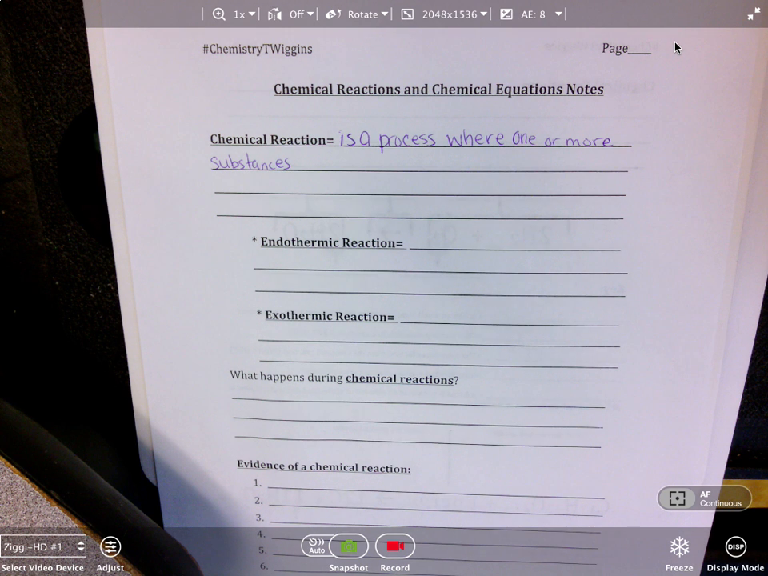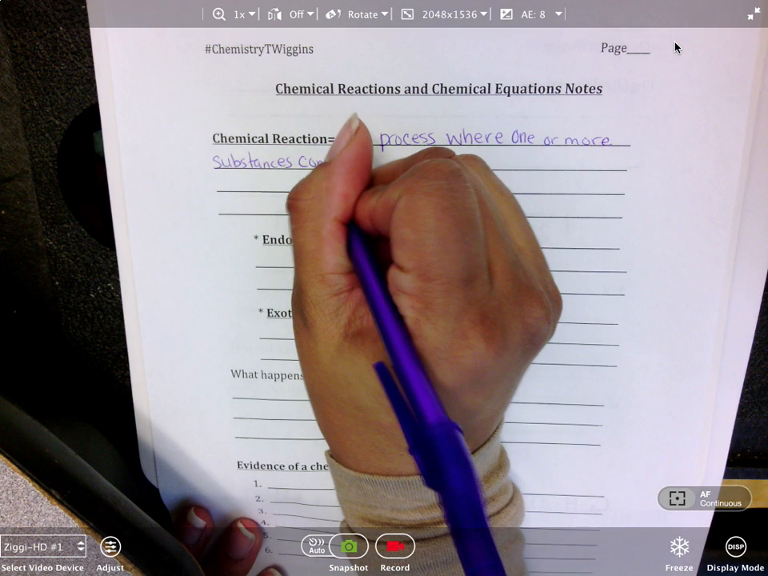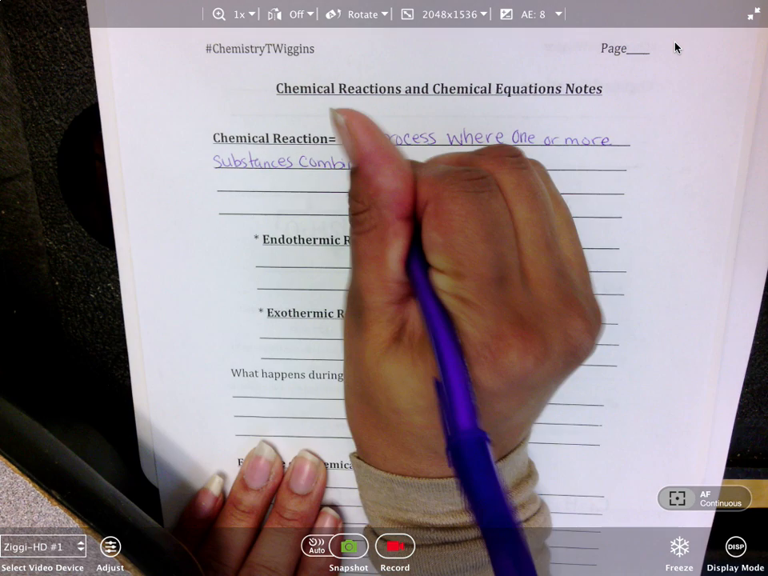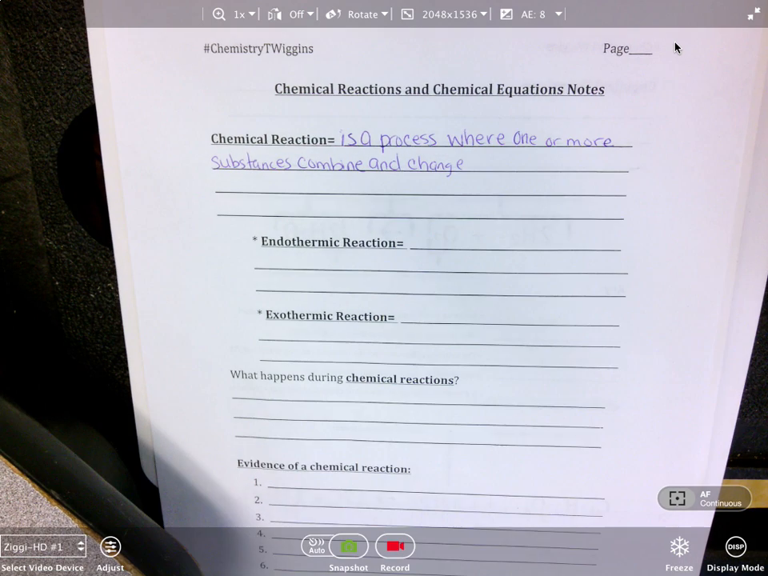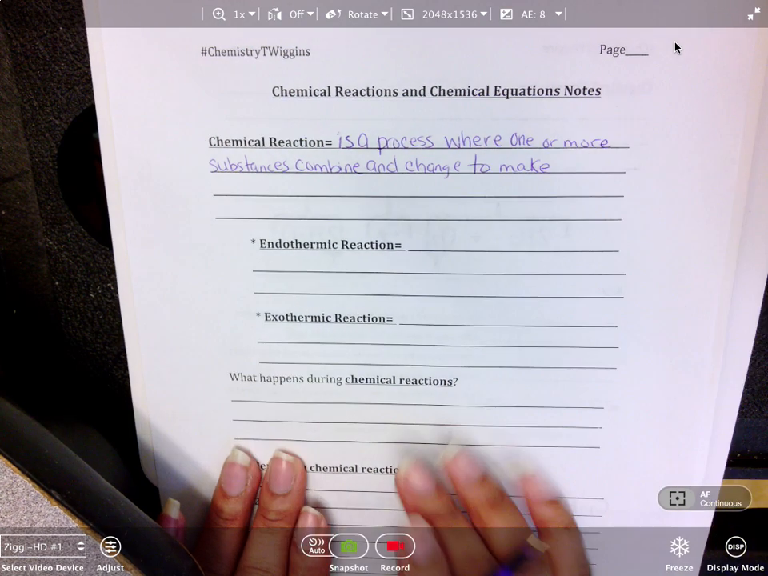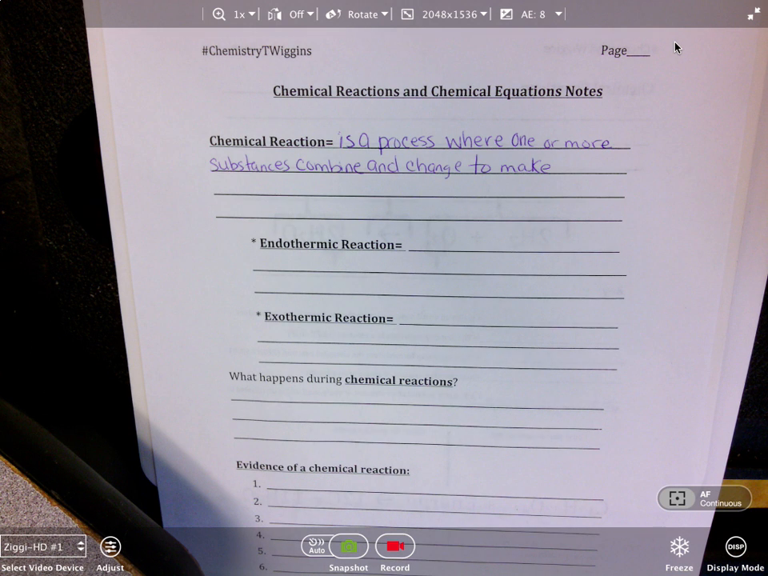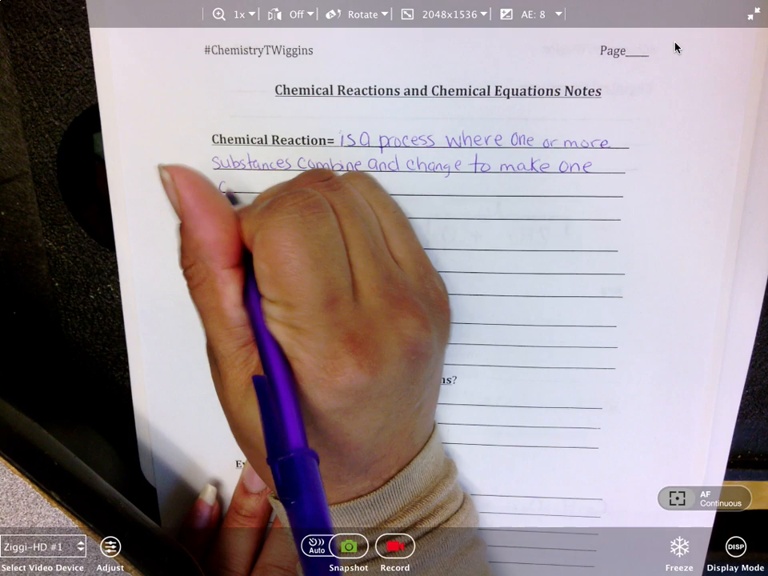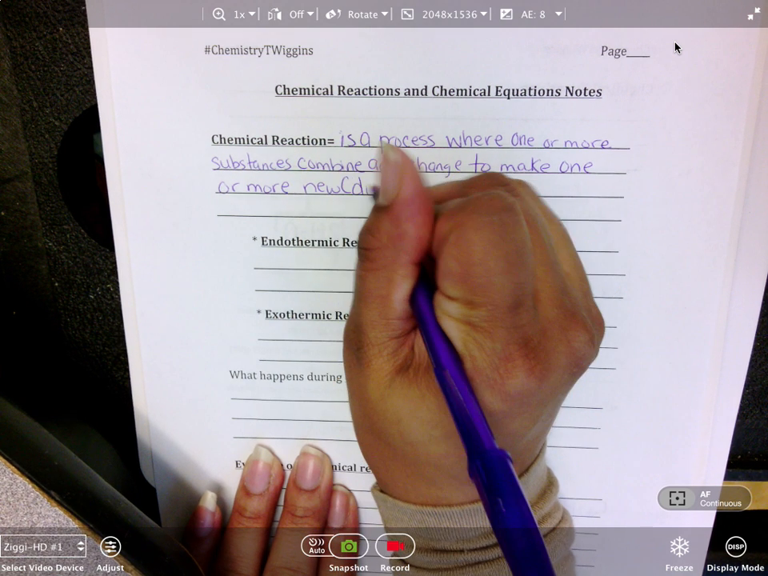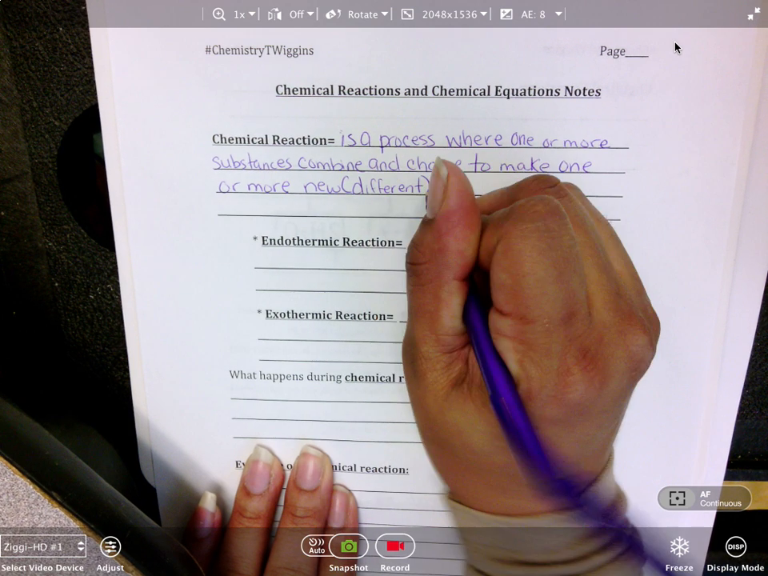Brian. Element or a compound. So this is a process where one or more elements or compounds, because we're talking about substances, combine. What does combine mean? Come together. Very good. Where they combine and change to make, how can we finish this sentence to make it true? A new substance. To make a new substance. One new substance or one or more? One or more new, and we can even add the word different, because it has to be totally different from what was there. Substance.